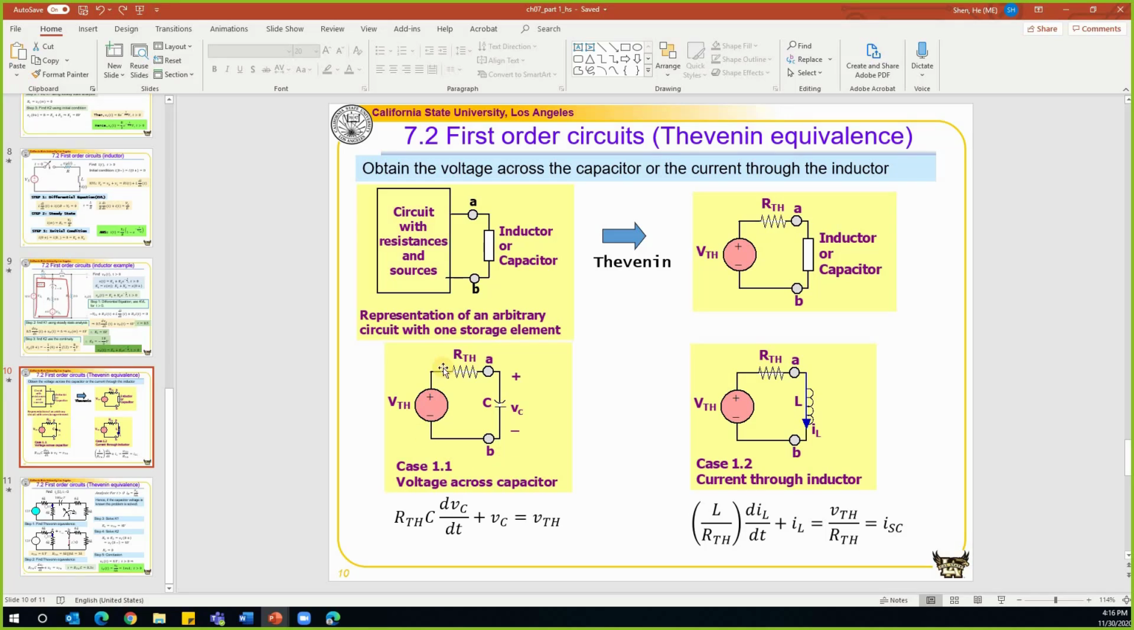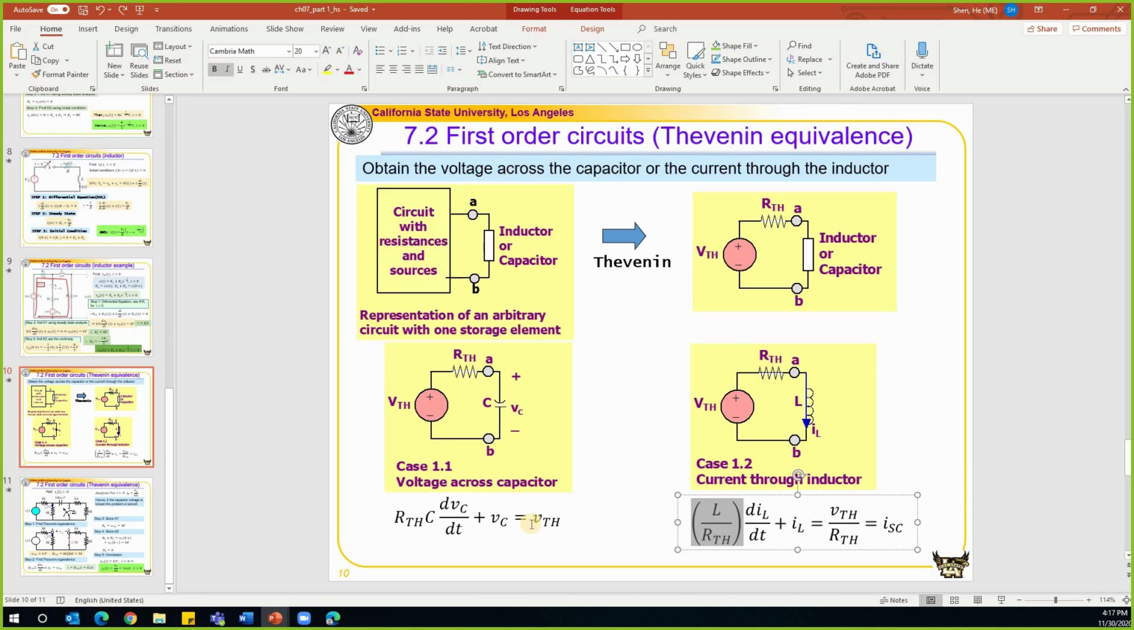For a circuit with one capacitor, we can write this differential equation by using KVL. The voltage drop on this resistor RTH is equal to RTH times the current. The current is equal to C dV/dt, plus the voltage drop on this capacitor, which is VC, equal to VTH. So this is how we find the time constant tau is equal to C times RTH. Similarly, if we put this inductor into the network, we can write the differential equation by using KVL, and we find the time constant tau is equal to L over RTH.